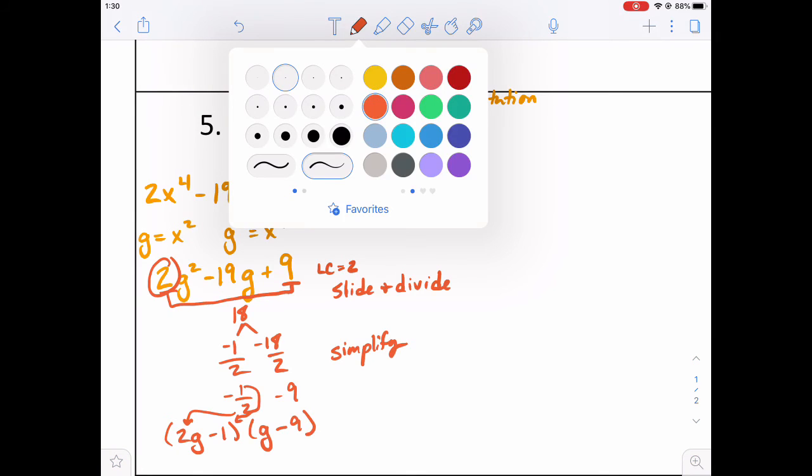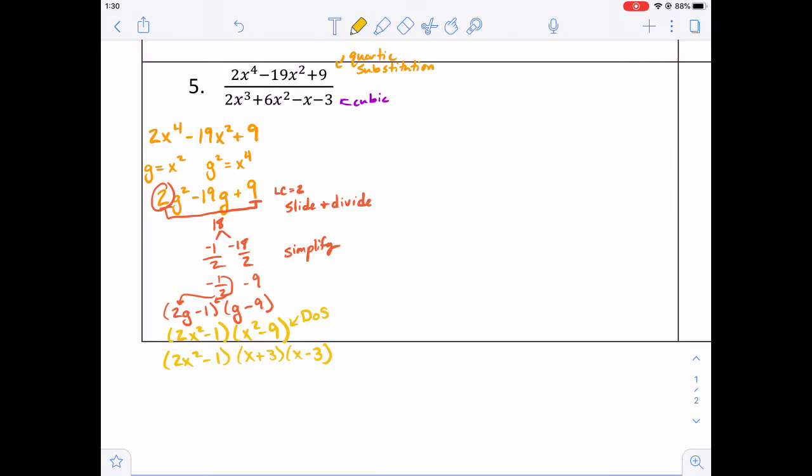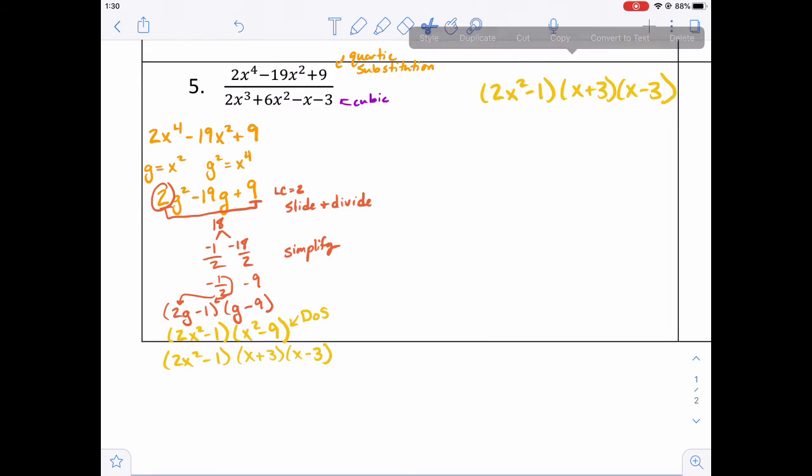Now we got to put our original variable back in. This is really 2x squared minus 1, x squared minus 9. This guy is a difference of squares. We can continue to factor. We get 2x squared minus 1, x plus 3, x minus 3. So that's our numerator factor. Let's write it over here: 2x squared minus 1, x plus 3, x minus 3. I'll move it over so it's inside the box. All right, there's our numerator.